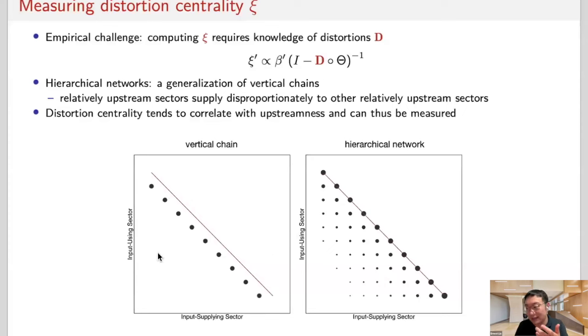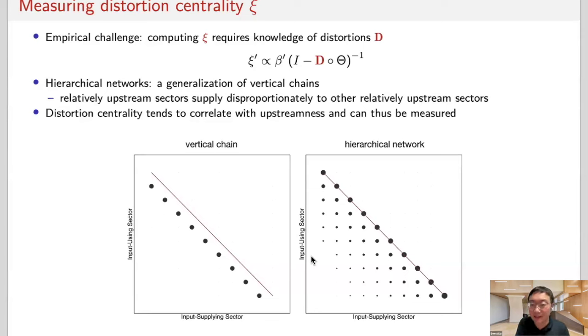So, Markus asked, what does a vertical chain look like in an input-output table? The way I define the input-output table, a vertical chain would be sector 1 supplies to 2, 2 supplies to 3, 3 to 4, 4 to 5. Hence, the linkages are all off diagonal. A hierarchical network is one where 1 supplies to 2, 3, 4, 2 supplies to 3, 4, 5, and so on. So it's a lower triangular network that's very sparse when you get close to the lower bottom left corner.